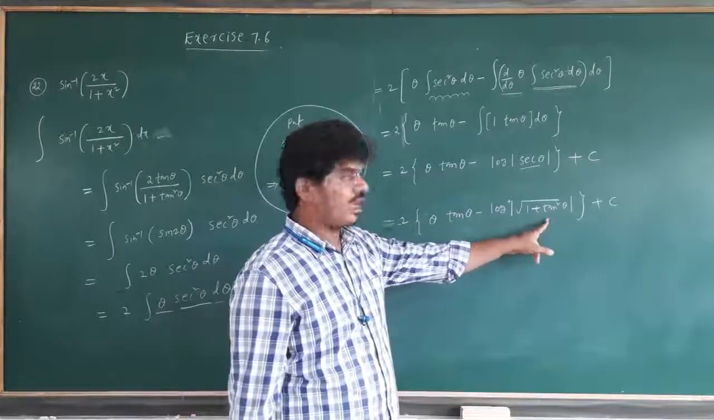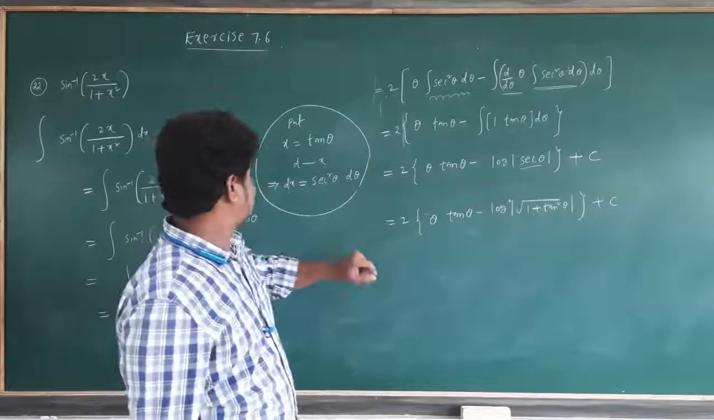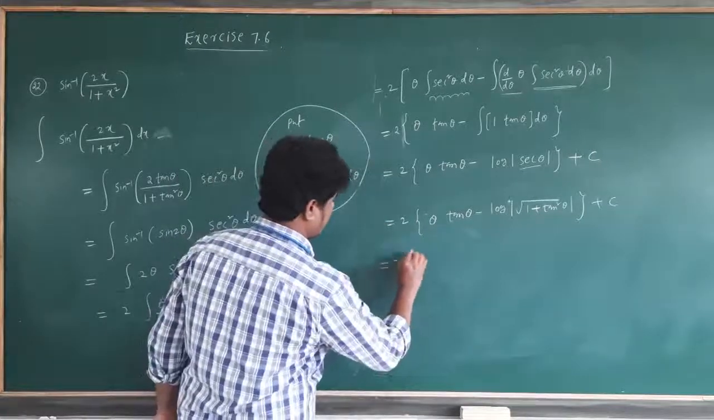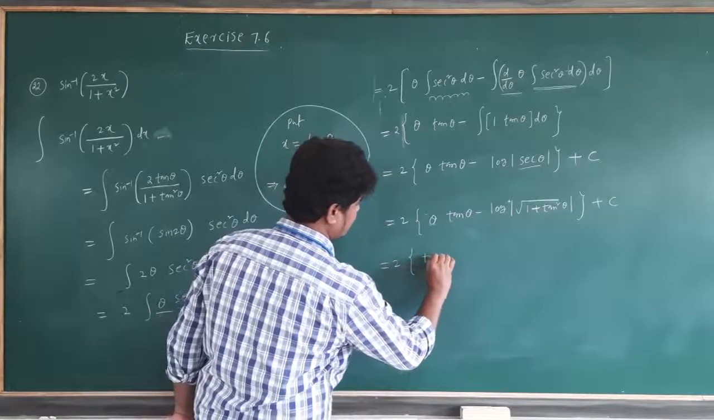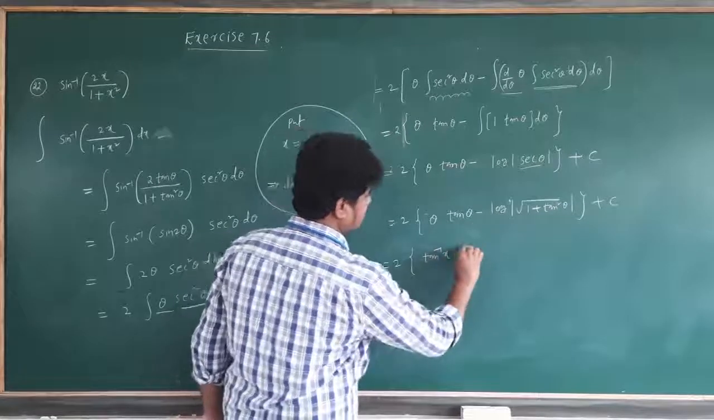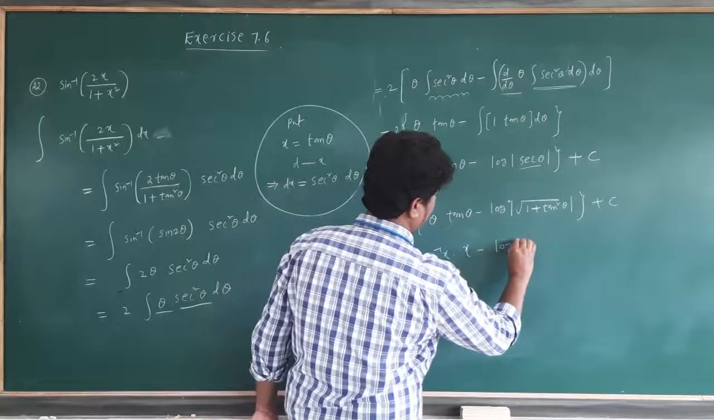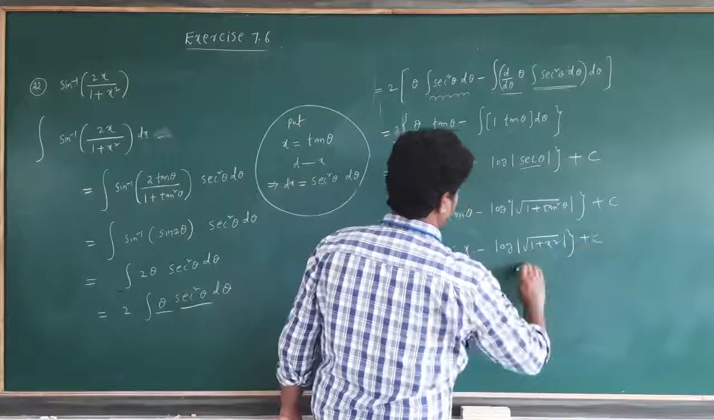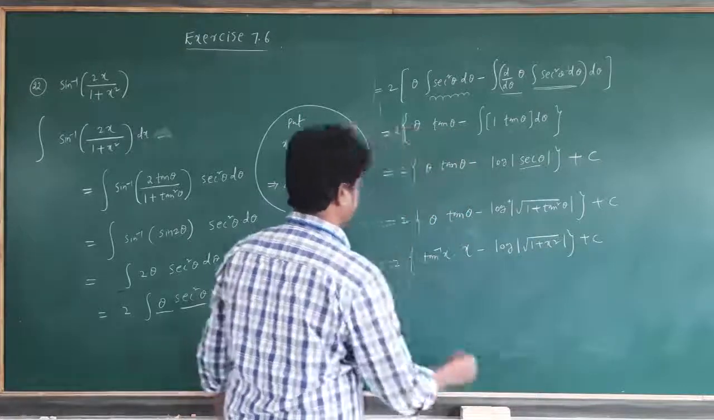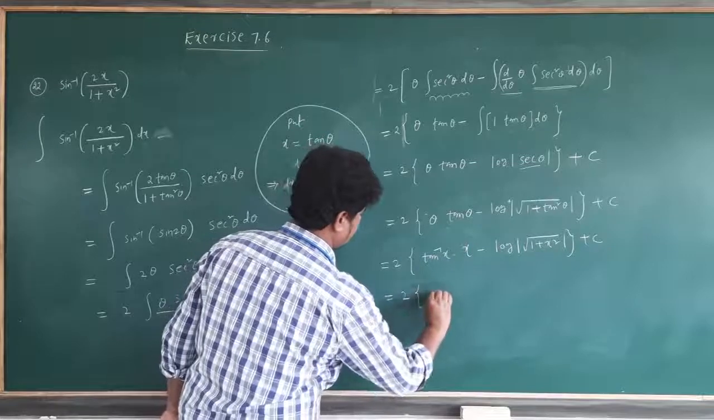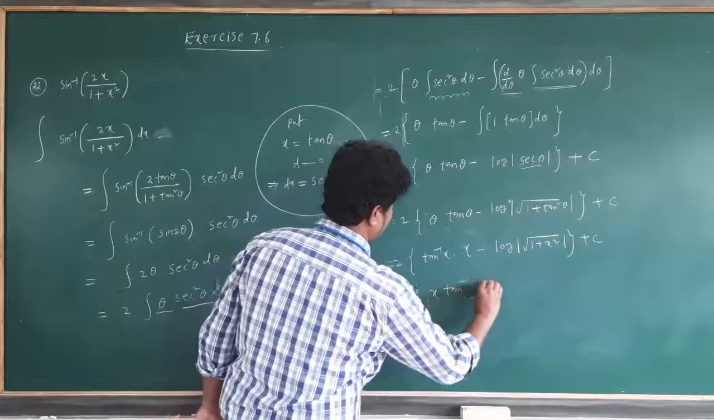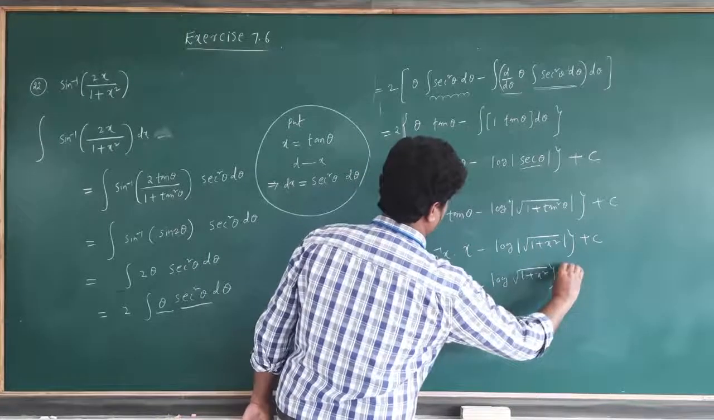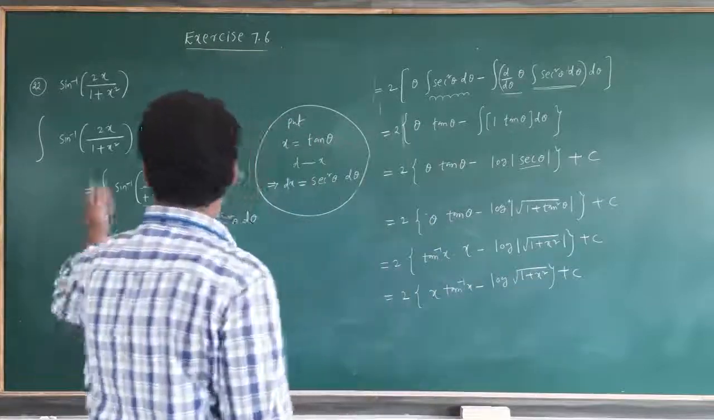Here in the place of tan theta you should take x, and in the place of theta you should take tan inverse x. So 2 into theta means tan inverse x, tan theta means x, minus log mod root over 1 plus x square, plus c. Here 1 plus x square is positive, so if you want you can write the mod, otherwise you can leave it. So the final answer is 2 into x tan inverse x minus log root over 1 plus x square plus c. It is the answer of that problem 22.